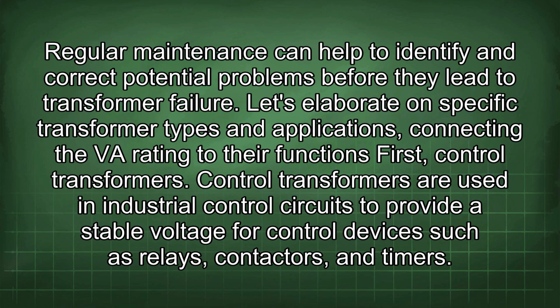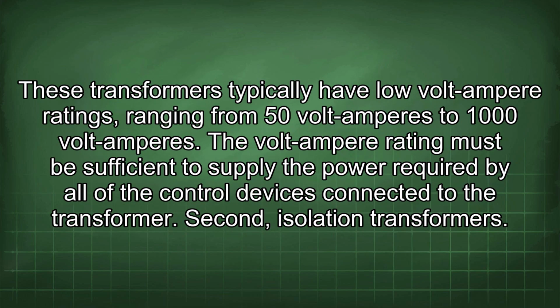Control transformers. Control transformers are used in industrial control circuits to provide a stable voltage for control devices such as relays, contactors, and timers. These transformers typically have low volt-ampere ratings ranging from 50 volt-amperes to 1000 volt-amperes. The volt-ampere rating must be sufficient to supply the power required by all of the control devices connected to the transformer.